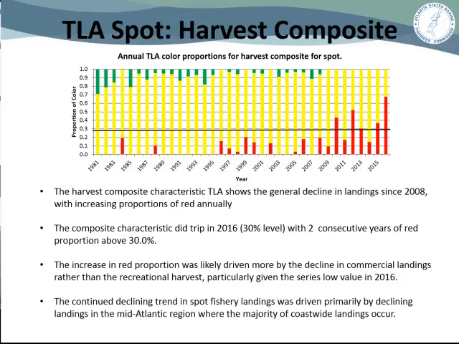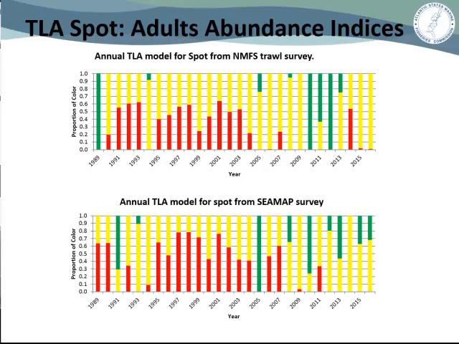All right, for the adult abundance indices, the NIMS index had a slight increase in 2016 from 2015. It was only 1.3%. It was still below the long-term mean, so you're still getting a little bit of red in that index, but this index wouldn't have triggered since 2003, which was the last time you had 2 consecutive years over that 30% threshold.